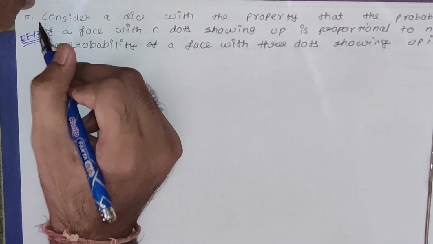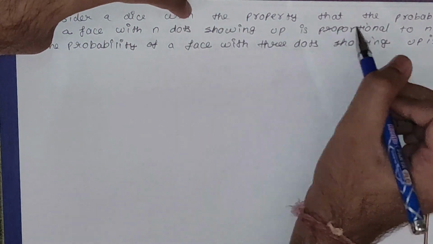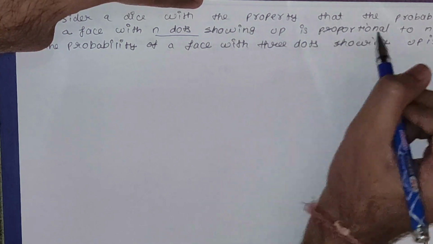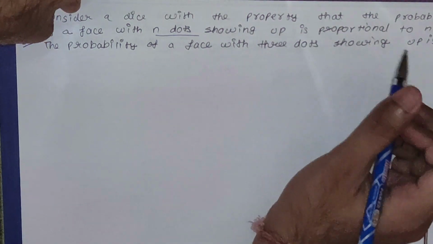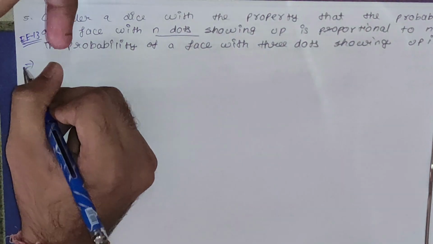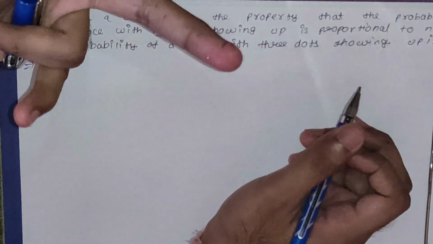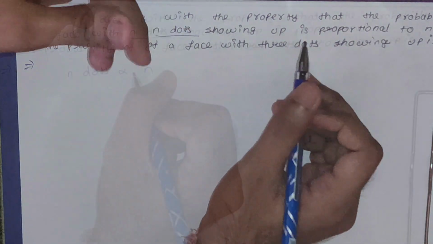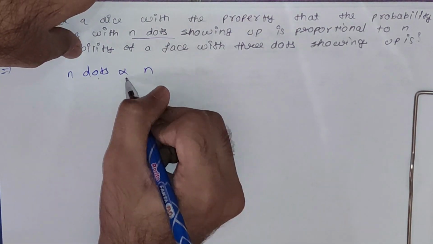Now let's see the fifth sum, which is of EE 13. Consider a dice with the property that the probability of a face with n dots showing up is proportional to n. The probability of a face with 3 dots showing up is. Basically we want the probability of a face with 3 dots showing up, and the condition given here is that the probability of n dots showing up is proportional to n.